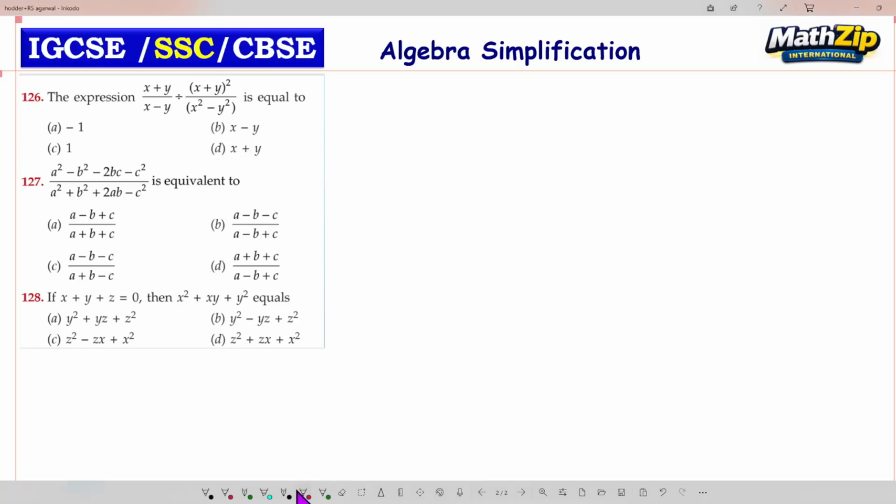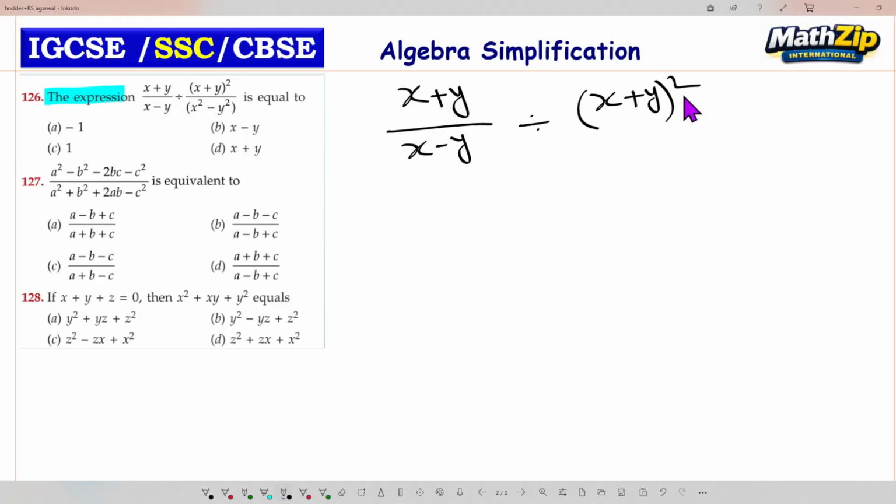Algebra simplification. The expression is (x plus y) divided by (x minus y), divided by (x plus y) whole square over (x square minus y square). So we have to simplify and find out the equivalent value from options A to D.